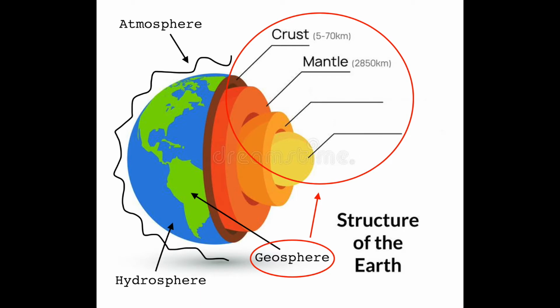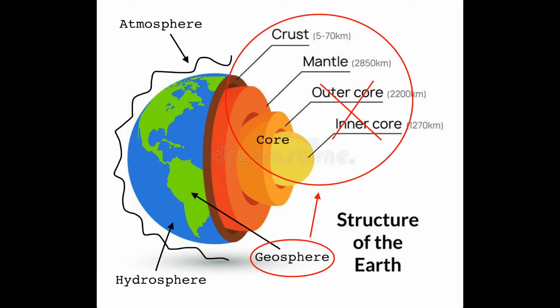The next layer is called the mantle. This is the middle layer, and it's made up of very dense rock. The mantle is the thickest layer. The last layer is called the core. This is the inner layer of the geosphere. Sometimes we split it up to call it the inner core or the outer core, but you don't need to do that. Just remember that it's called the core.